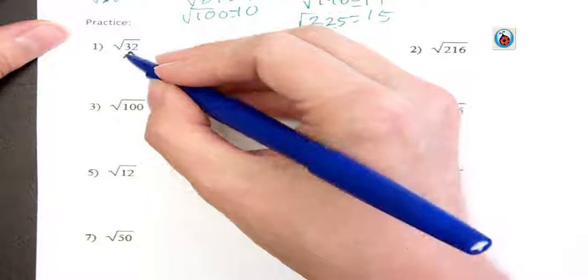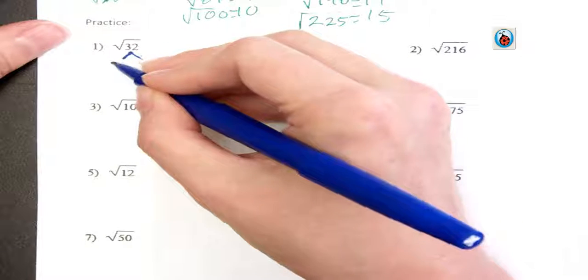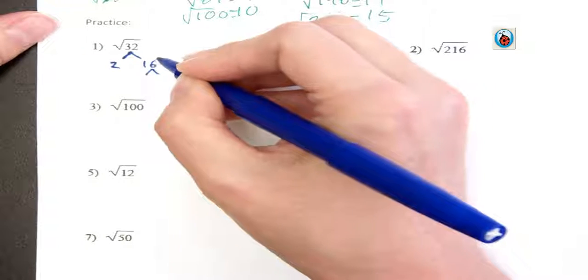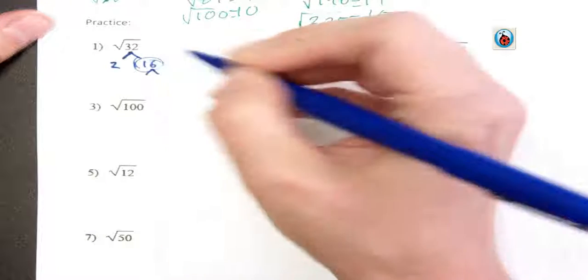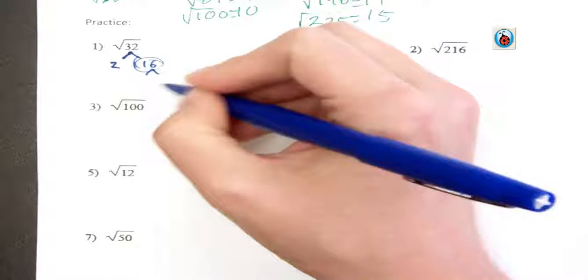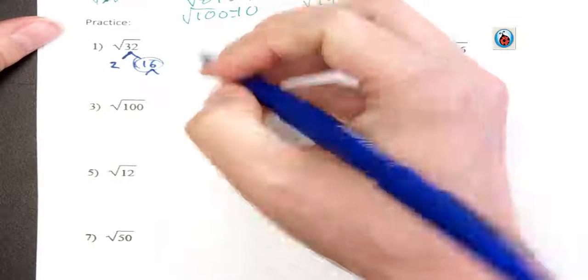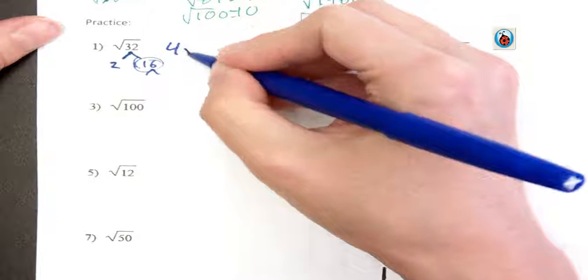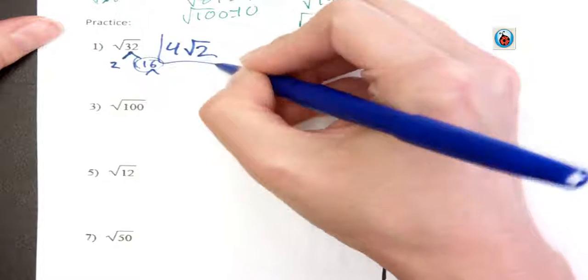So 32, usually I start by dividing it by 2. So that goes to 2 and 16. 16 I can recognize, that's one of my perfect squares. I could stop right there, or I could keep going and divide it all down, find my doubles. I'm going to stop at 16. Square root of 16 is 4, and then my answer is 4 root 2.